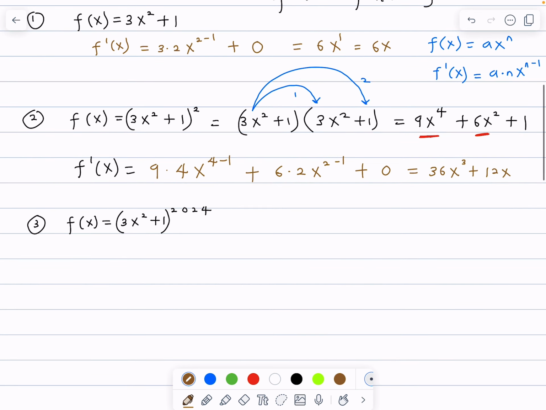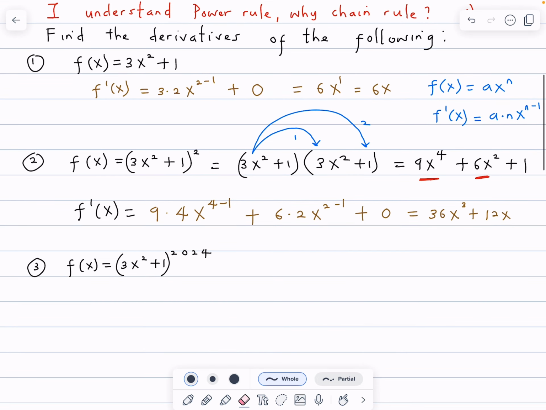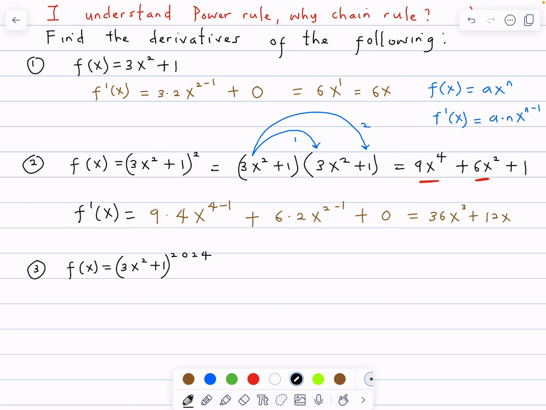Now for the third function, f of x equals 3x squared plus 1 to the power of 2024. How can I find the derivative of this? Can we use the power rule? I think we can, but it will be cumbersome, because I will have to multiply 3x squared plus 1 by itself 2024 times. That would be too cumbersome.